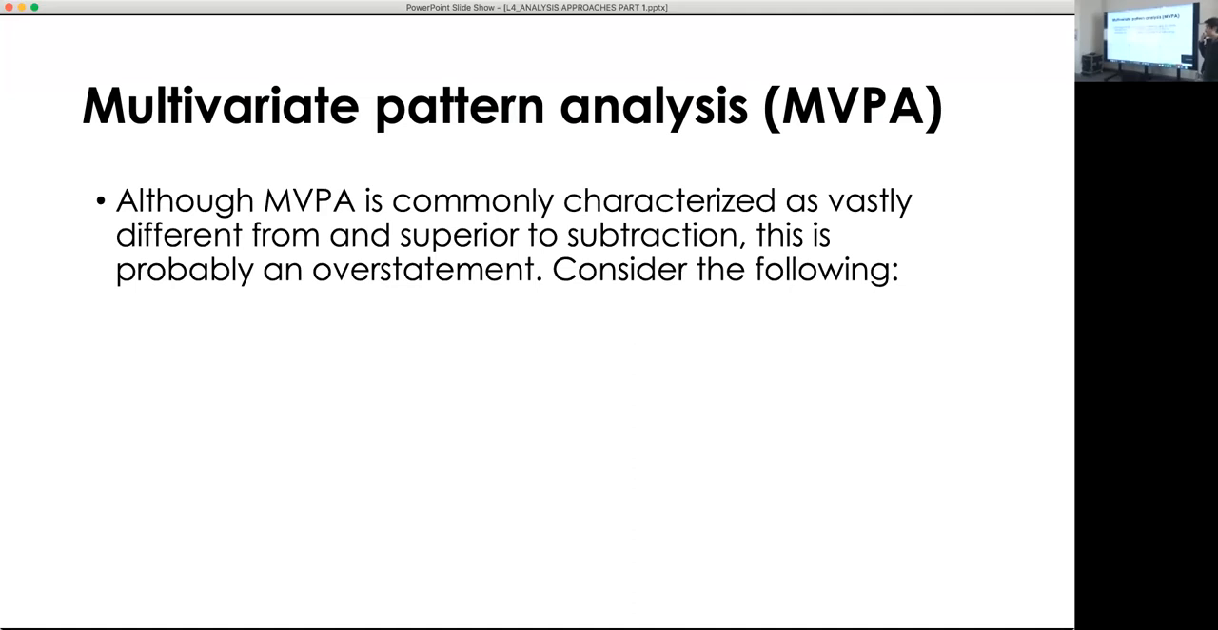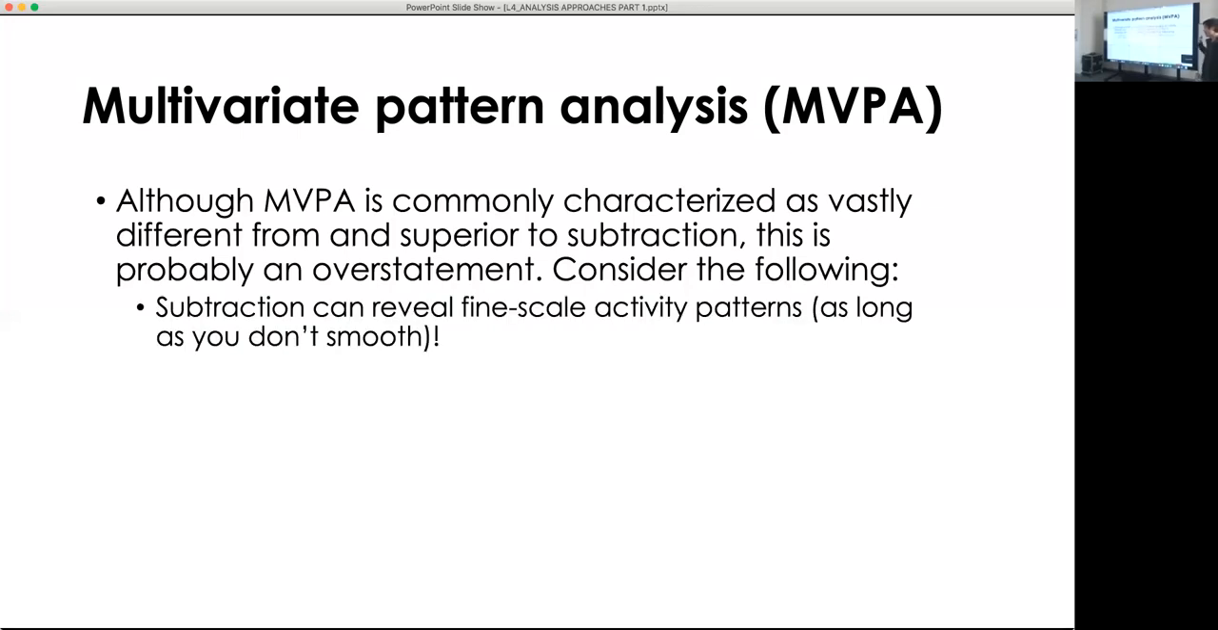I guess my tendency is to be a skeptic. So in the field, people are like, "Oh wow, MVPA is so cool and different." And it is different, but let's clarify what they are and clarify the similarities too. So one observation is, it's not like doing t-tests can't find fine scale patterns. You can. You don't get those if you smooth the data, which you don't have to do.